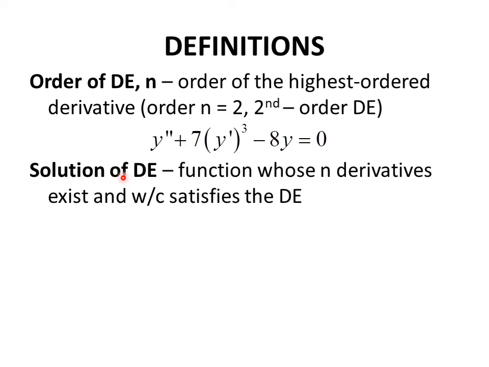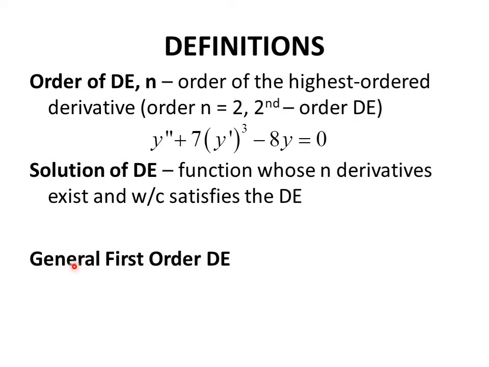Next, we have the solution of differential equation. It is a function whose n derivatives exist and which satisfies the equation. So why does the function have to have n derivatives? Because in the differential equation you have to differentiate the function or the solution n times, for example in this case, two times. So you have the first derivative, and then the second derivative. Of course, the solution of a differential equation should satisfy the differential equation.